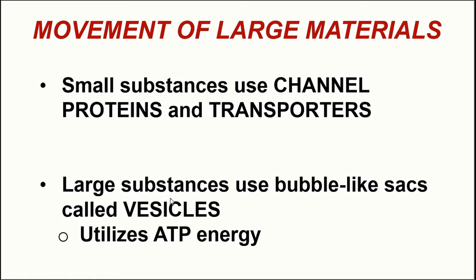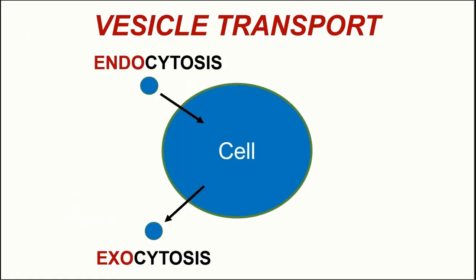And in order to do this, to move these relatively large substances and material, the cell makes use of these bubble-like sacs that are called vesicles to transport these relatively large materials. Now, vesicle transport is a form of active transport as it makes use of ATP energy to drive it. Although we won't go into the specific mechanism and details of exactly how that works, just know that vesicle transport is a form of active transport for the cell. So the cell has to invest cellular energy, typically in the form of ATP, in order to power vesicle transport.